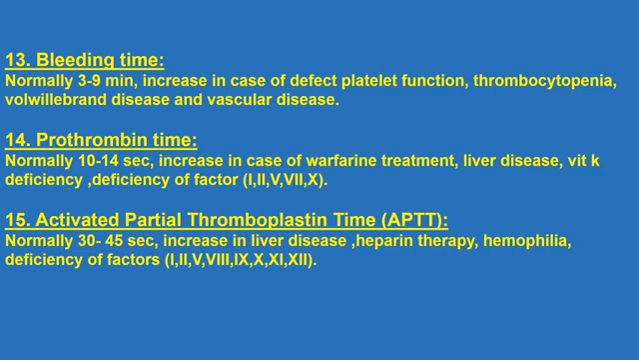An increase beyond this range means the patient has a defect in platelet function or thrombocytopenia, or in case of von Willebrand disease, and also in case of vascular disease. The other test is the prothrombin time. The normal value of prothrombin time is 10 to 14 seconds. It increases in case of warfarin treatment, the patient taking anticoagulant drugs, or in case the patient has liver disease or vitamin K deficiency or deficiency of factor 1, 2, 5, 7, or 10.